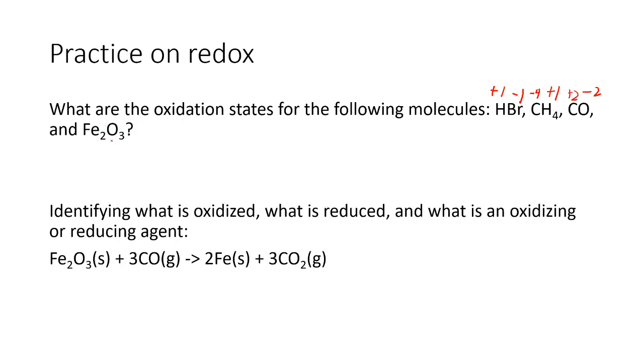So we get to Fe2O3. Iron is not a group 1 or group 2 metal, so our rules don't answer that. It doesn't have to be a +1 or a +2.